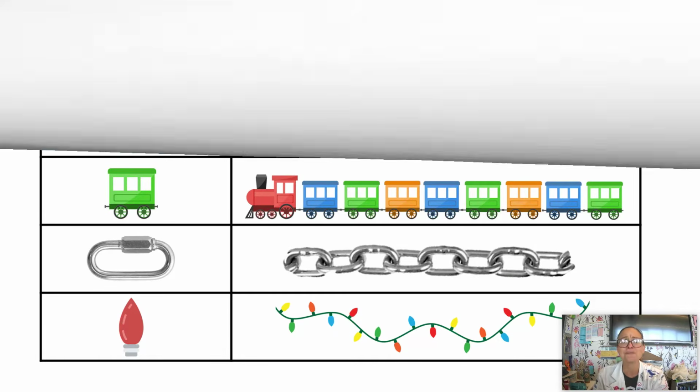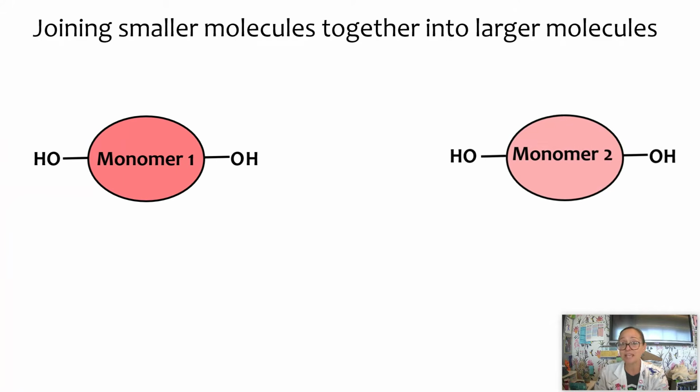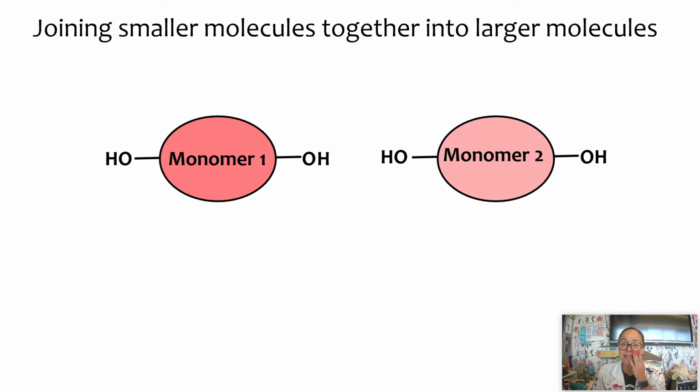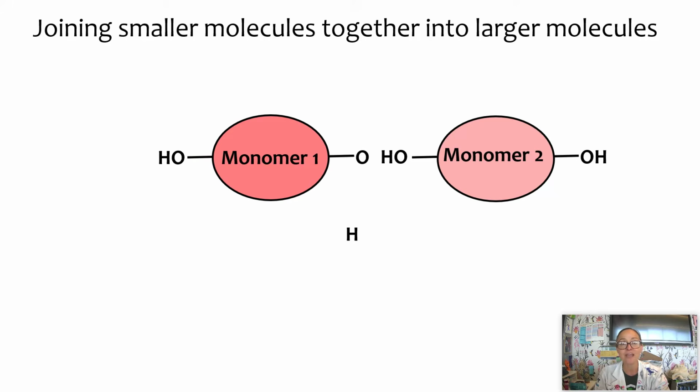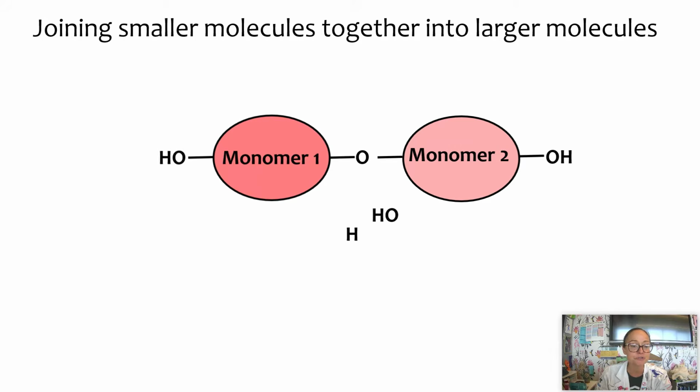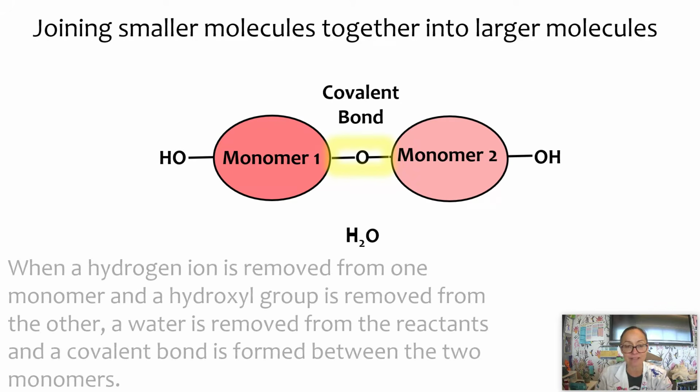Okay, so how do we join small molecules together into larger ones? If we take two monomers, what's going to happen is a process of removing some elements or atoms to join the two monomers together. We will remove a hydrogen from maybe monomer 1, and then a hydroxyl group, or an OH, from monomer 2. And if I look at that, I see H2O, so that forms water. And then as we've removed water from those two monomers, they come together and form a covalent bond.